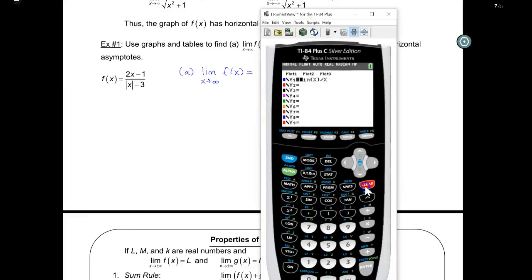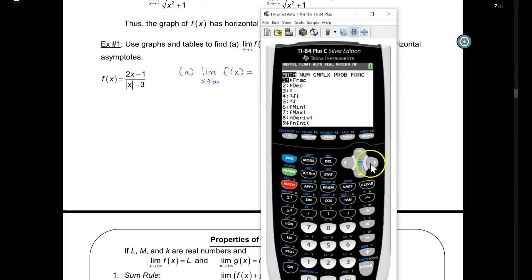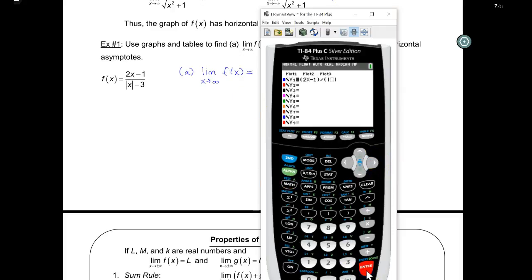And we want to put in, just make sure. How do you do the... Okay, so absolute value, yeah, math. Go over to number, and it says ABS, and then it'll give you the absolute value symbol. Minus 3.